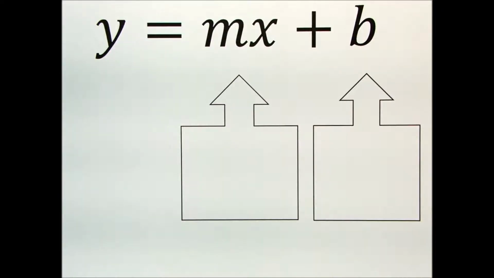Intermediate Algebra Section 4.4. We have graphed inequalities in one variable on the number line so far in Chapter 4. We're now going to graph inequalities in two variables on a plane.